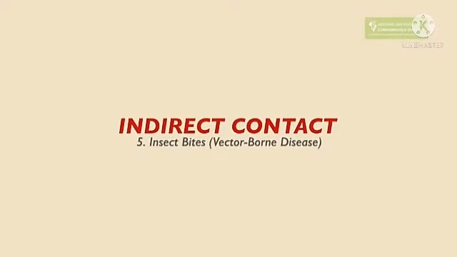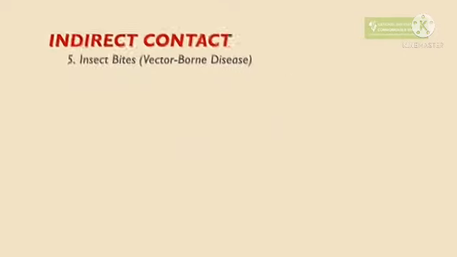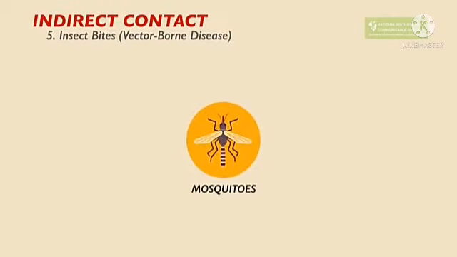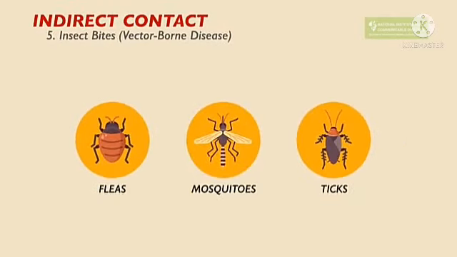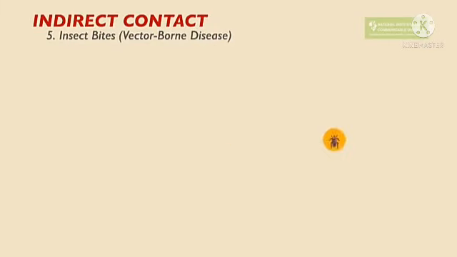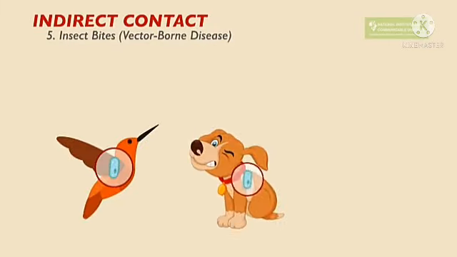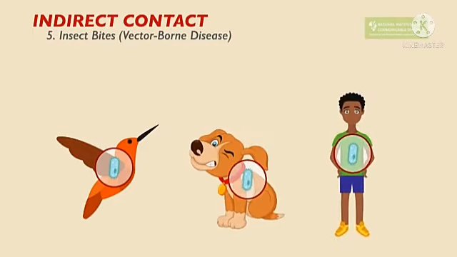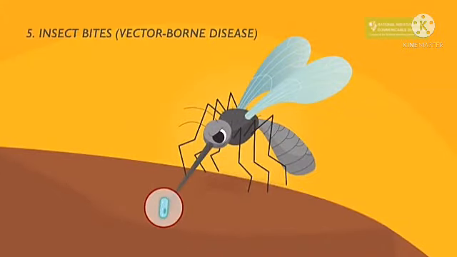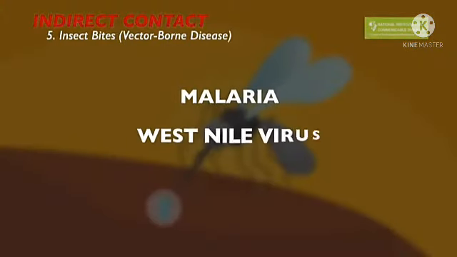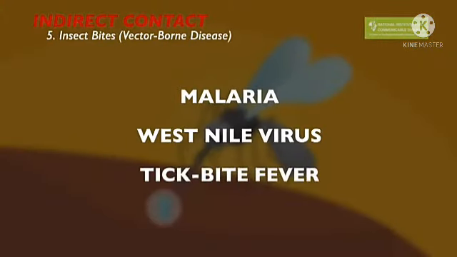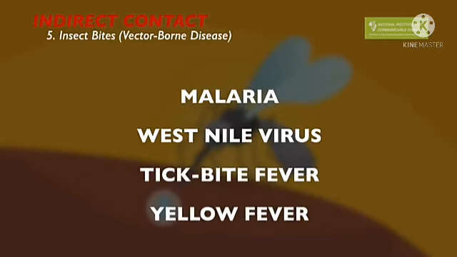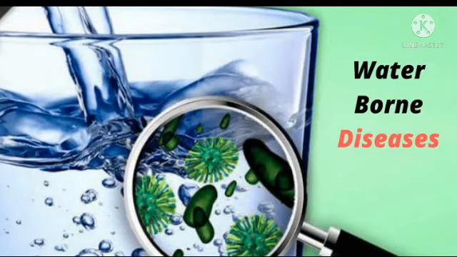Insects are also carriers of diseases indirectly. Mosquitoes, fleas, ticks, birds, mammals transfer diseases to humans through their contact, like malaria, West Nile virus, tick bite fever, and yellow fever are some of the diseases transferred.